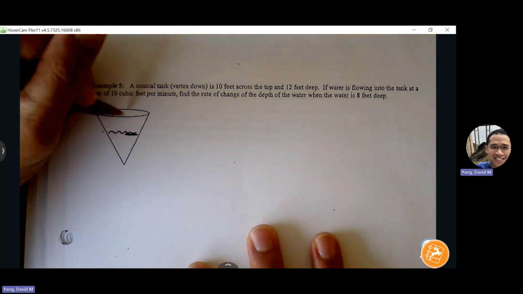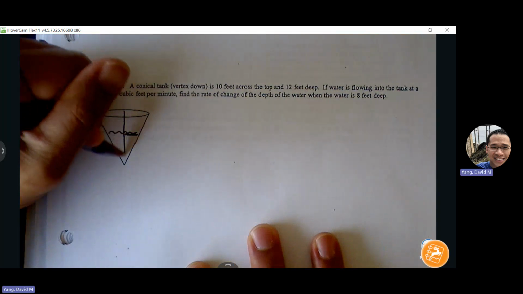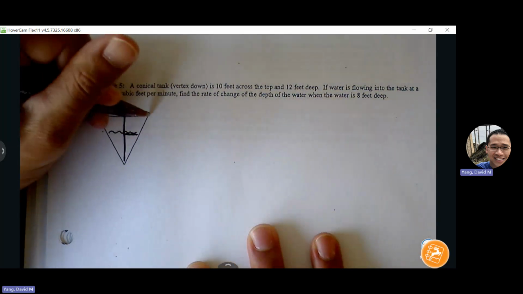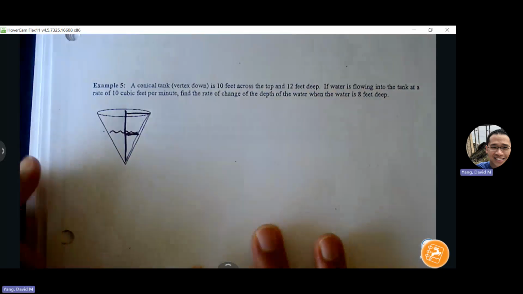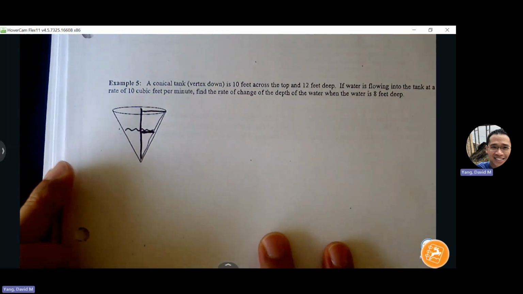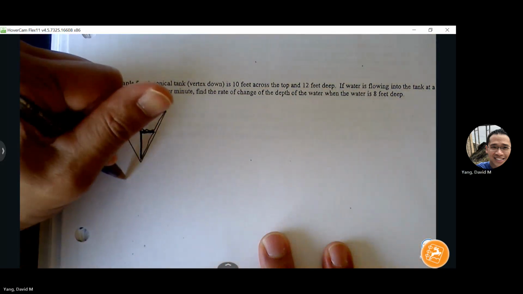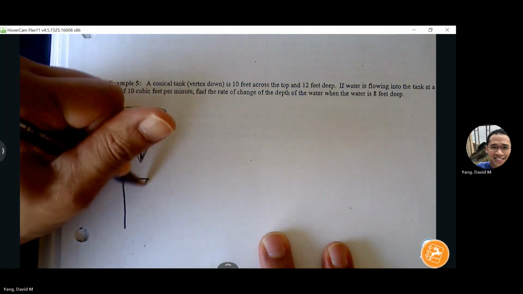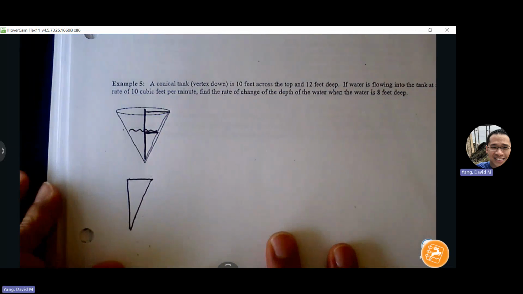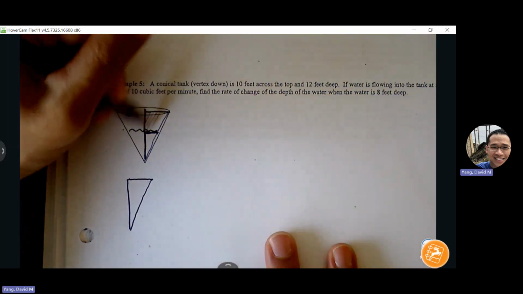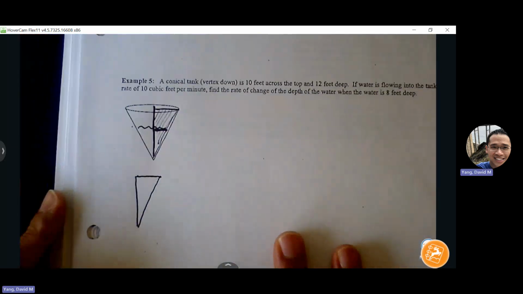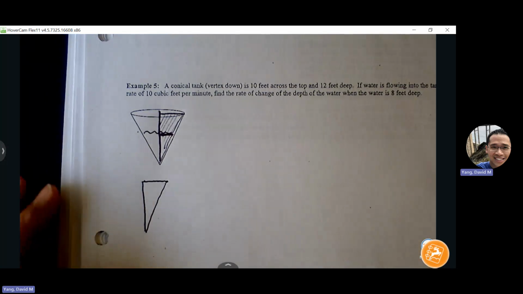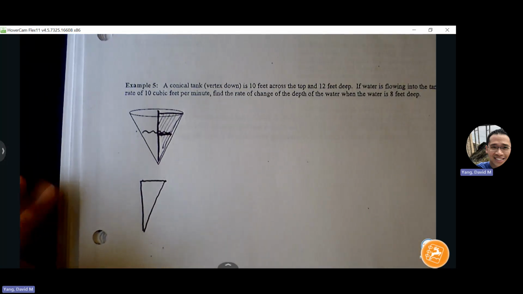So what helps is we're going to use a similar triangle. We're going to just look at a side portion of this diagram. I'm going to redraw this here, and I'm just going to look at just that portion of my cone. I'm going to create a two-dimensional triangular version of that cone. This will give me the information I'm looking for.